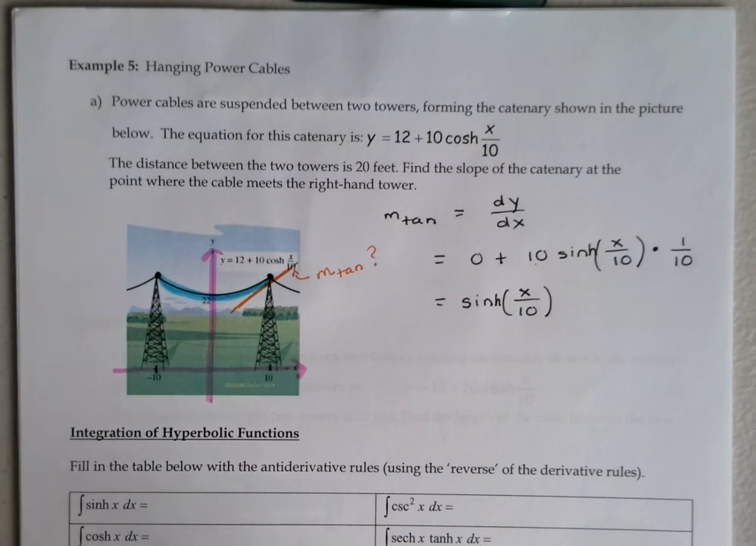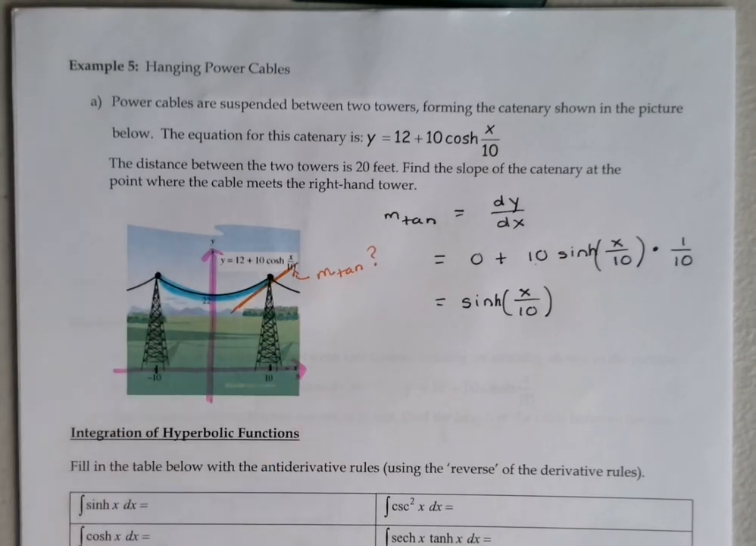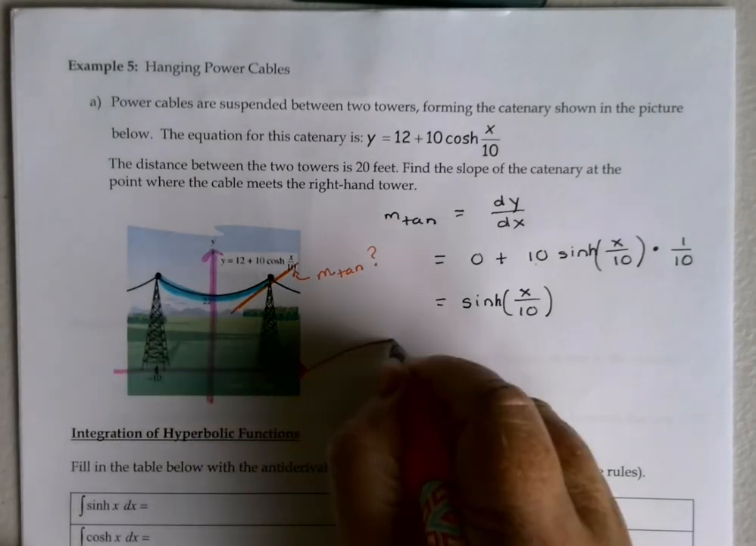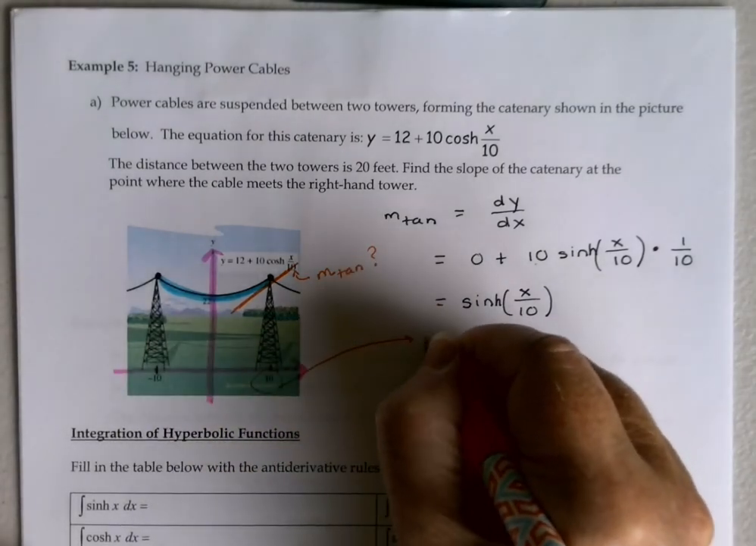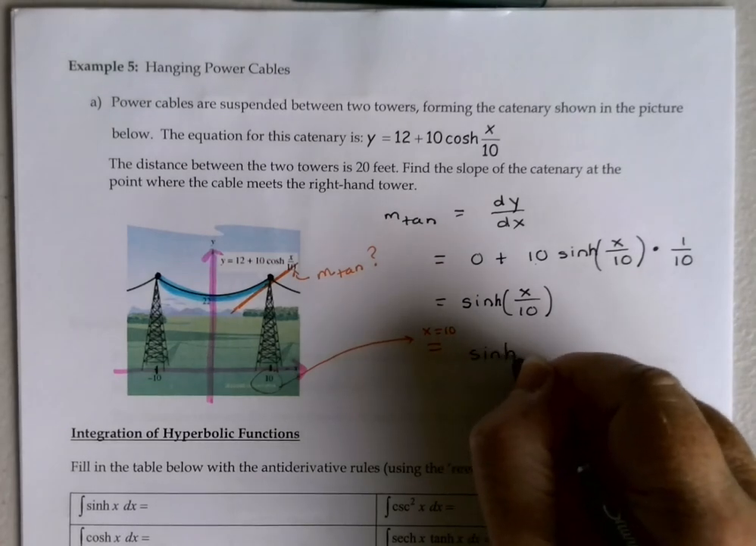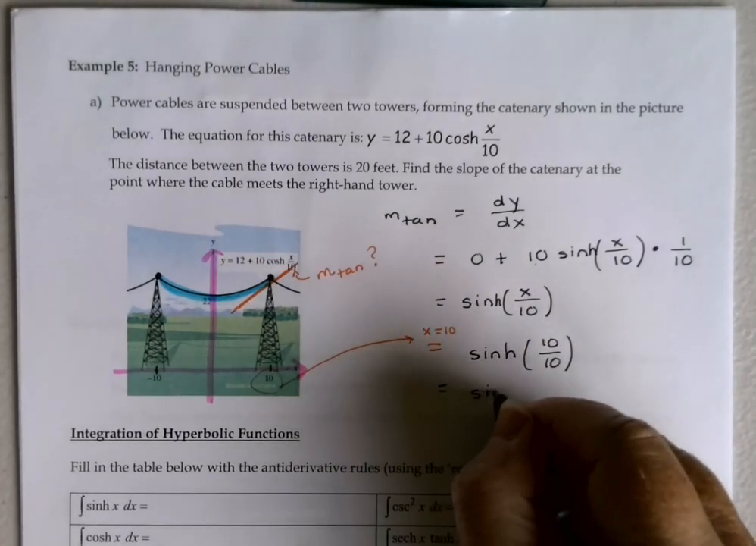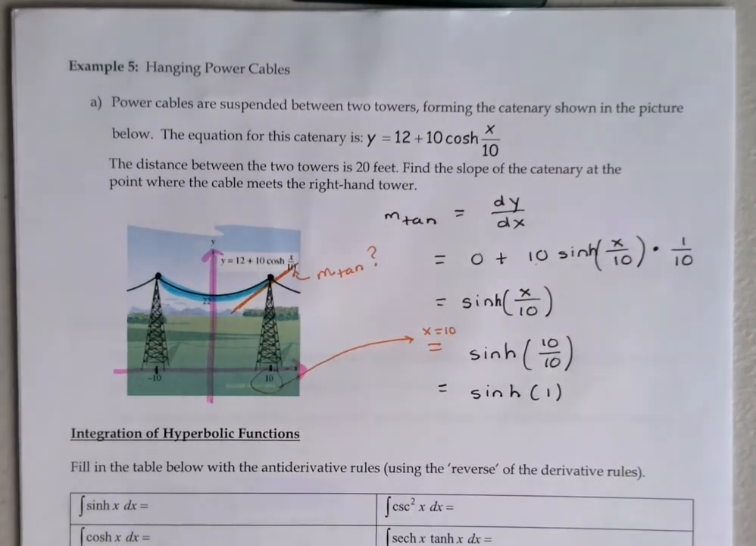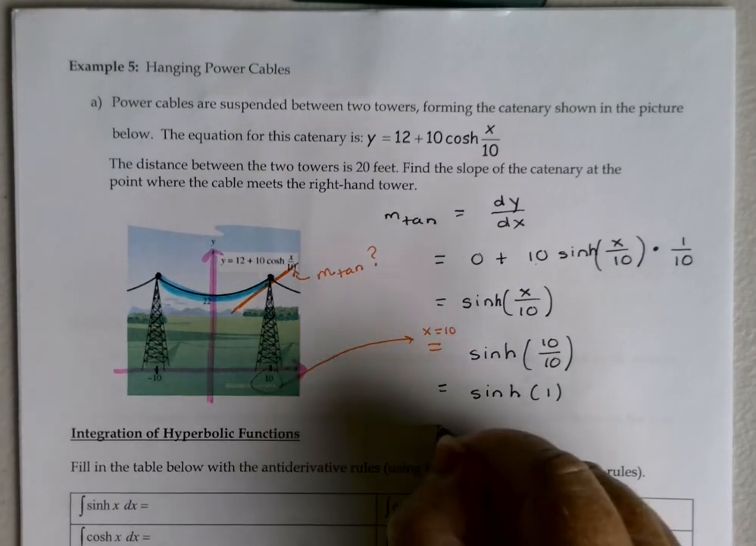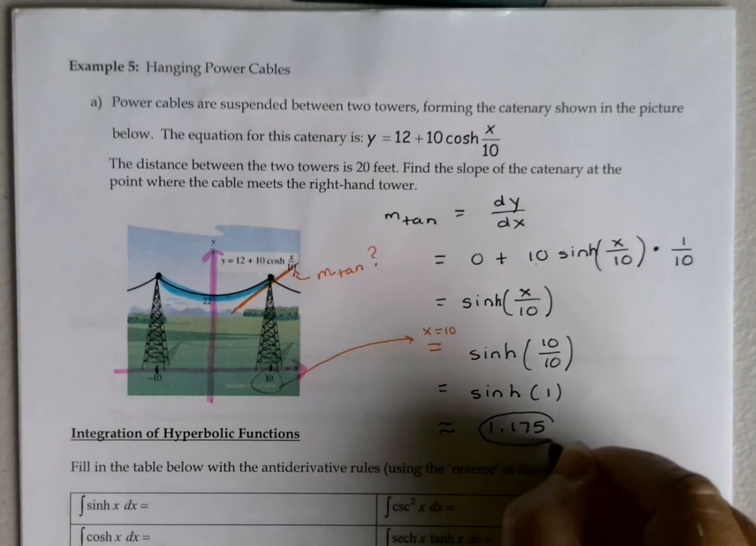Since I specifically want to know what that slope is at this particular point, the x value is 10. So I'm going to get the hyperbolic sine of 10 over 10, or sinh 1. And again, you can just plug it in your calculator. Plugging these in is a little bit of a pain because you have to go to that catalog to get that hyperbolic sine, so I'm going to tell you that I did. And I got about 1.175 for my slope.